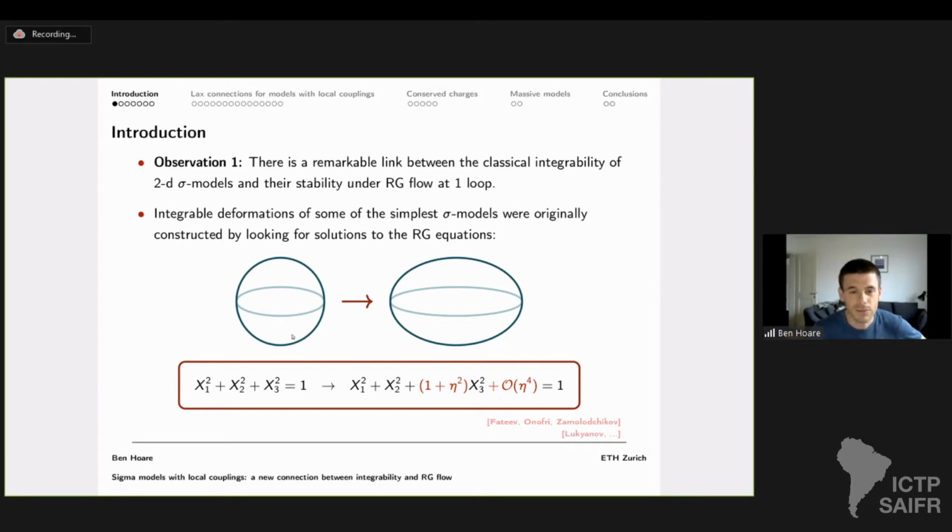One of the simplest cases here is a picture. We have a two-sphere, which I'm thinking of as the target space of the sigma model. As we deform this two-sphere, we can also understand this as deforming the sigma model itself. In terms of embedding coordinates, this is just x1 squared plus x2 squared plus x3 squared is 1, and at leading order in the deformation parameter we just introduce a factor here. Eta is the deformation parameter. Then there's a whole higher tower of corrections that are needed for this to solve the RG equations. It was understood quite a lot later that this model is actually integrable. So by solving the RG equations, you actually find an integrable deformation.